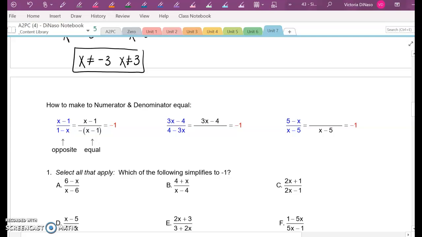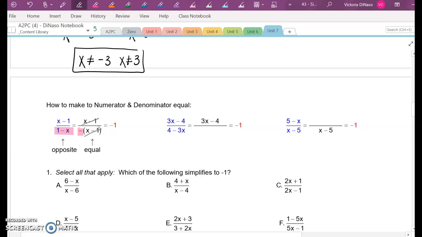So in this first one, you notice that I have x minus 1 divided by 1 minus x. Everything about them is opposite. The x is positive in the numerator and negative in the denominator. The 1 is negative in the numerator, it's positive in the denominator. So what I can do is pull out of this denominator a negative 1, or a negative number. And now, by pulling out a negative, I write what's left over in the parentheses. And now that they're both the exact same, you're able to cancel them, and you're left with negative 1.